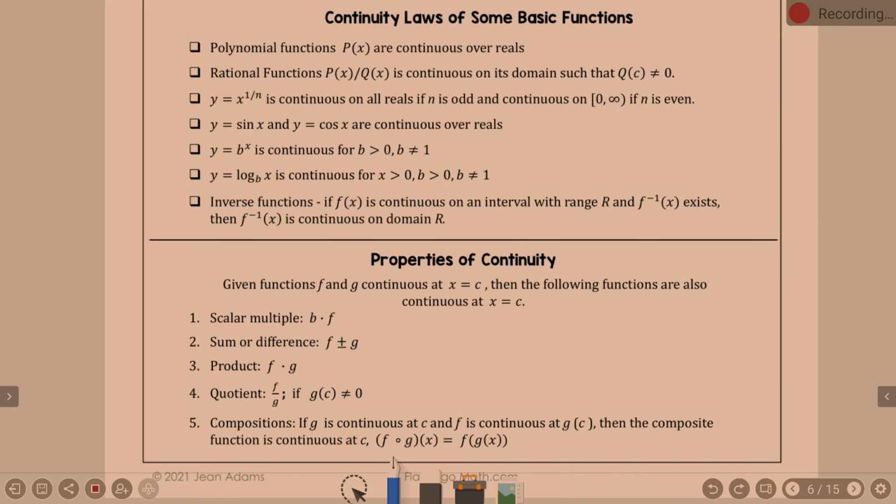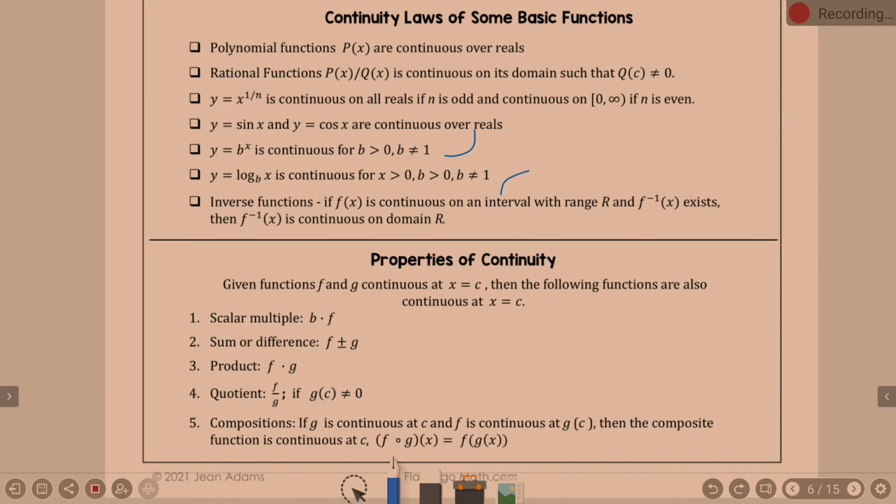Sine x, cosine x. We talked about those graphs the other day, right? The up and down, those are continuous. Exponential, b to the x, is continuous as long as the base is greater than 0 and not equal to 1. Log, so if you recall, exponential graphs are these. Log graphs are those. Okay? And so, again, continuous.